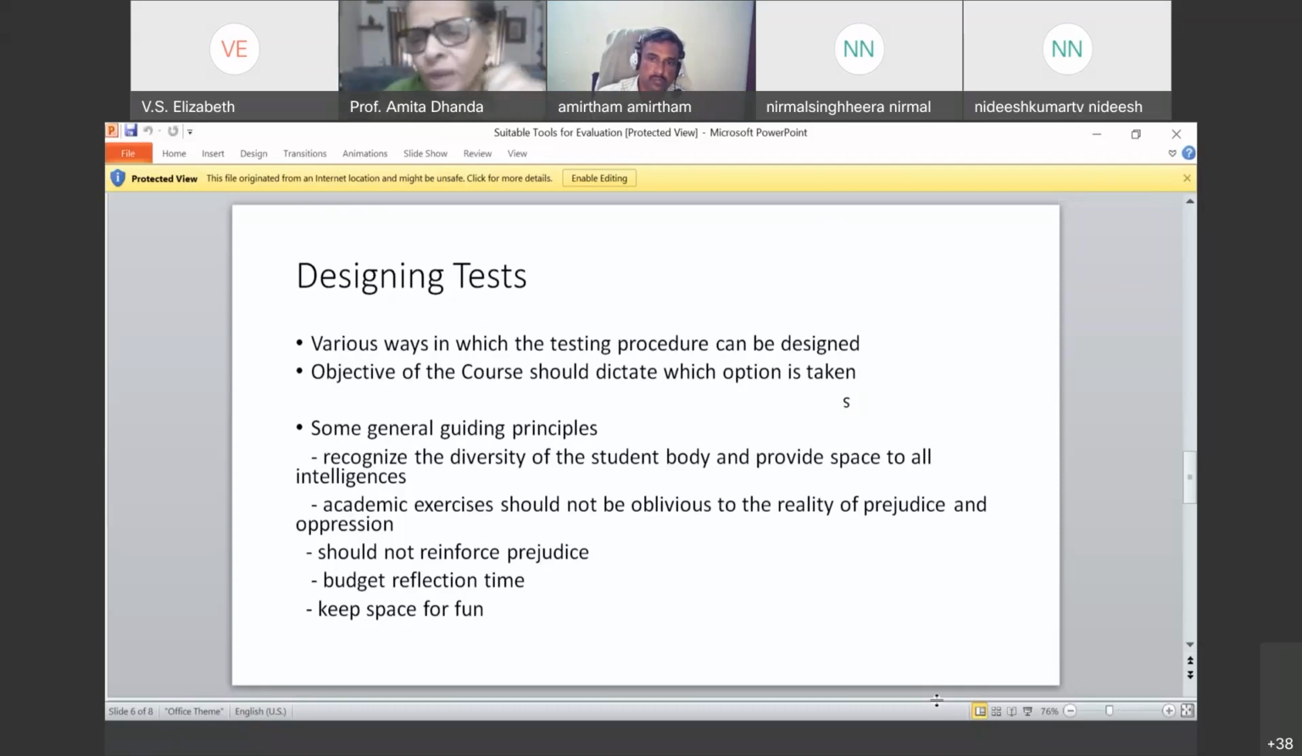The first I'm putting out here is that we need to recognize the diversity of the student body and provide space for all intelligences. I suppose Howard Gardner and his entire theory of multiple intelligences is something we used in how we changed our entire expectation in relation to projects. Earlier, they had to do a project for every subject. They still have to do it.